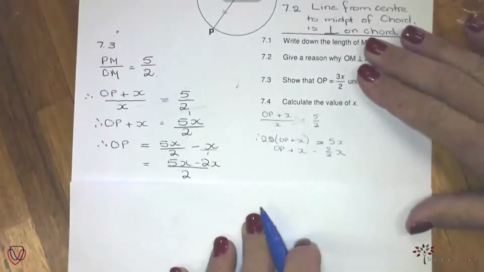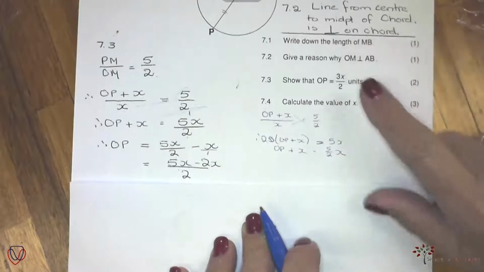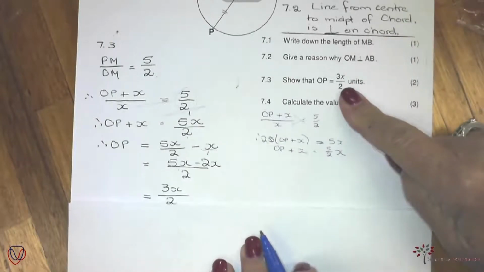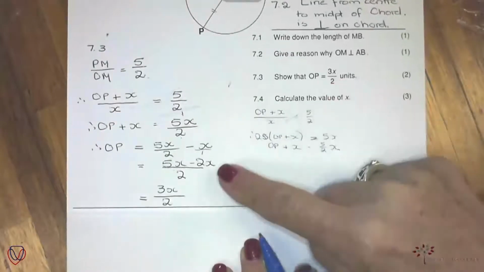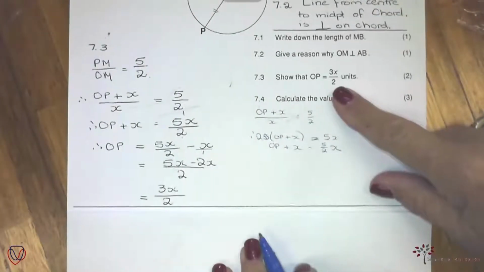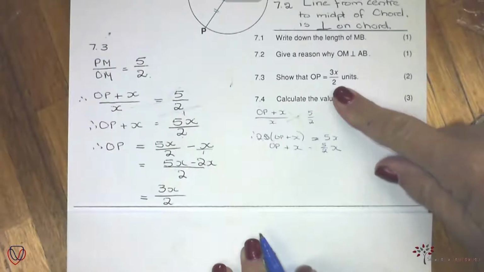So OP is 5x minus 2x over 2. We want to get there. 5x minus 2x is what? It is 3x over 2. Did we get to that answer? Yes, people. Wonderful, wonderful, wonderful.